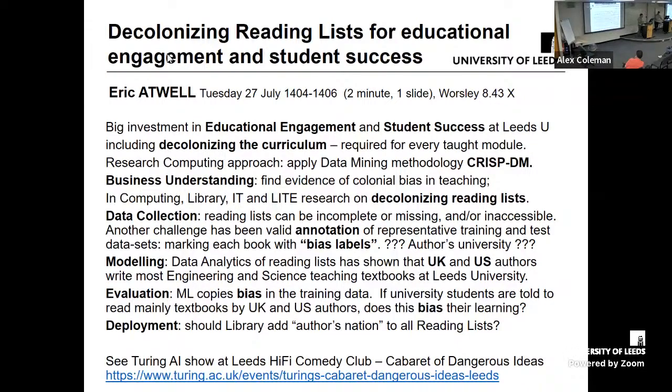And after a lot of effort and expense, they come up with conclusions. For example, most engineering and science teaching textbooks are written by authors who are affiliated with UK or US universities. That's as far as we've got so far. In theory, decolonization is about removing bias, because with machine learning, if you have bias in the data, then you'll learn the bias. In the same way, perhaps students are learning biased notions from this. In practice, we haven't actually got any data to verify or not verify this.